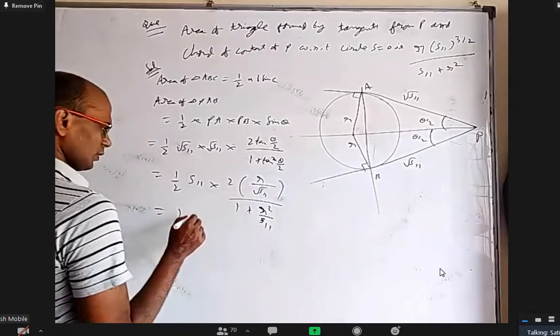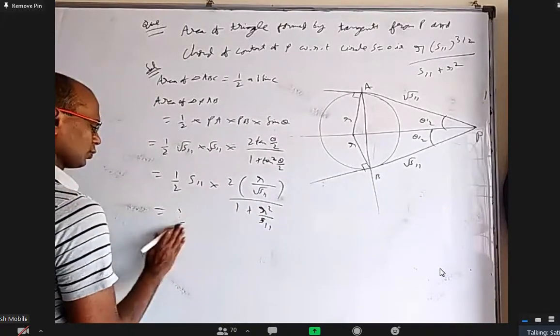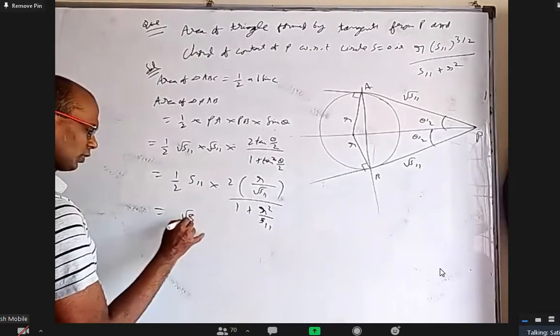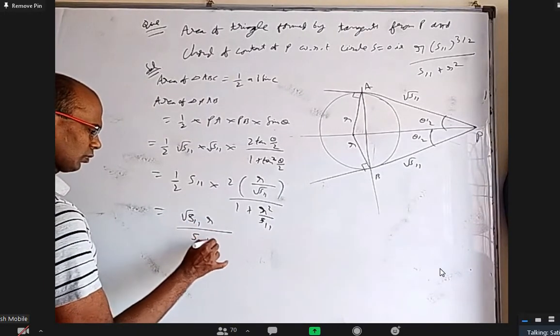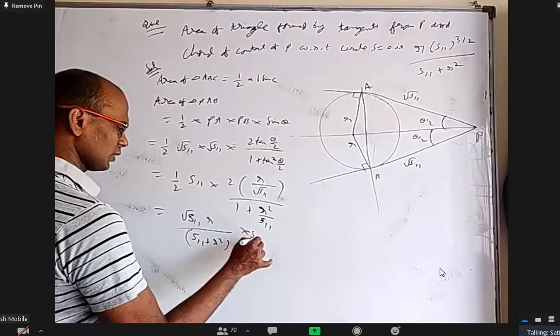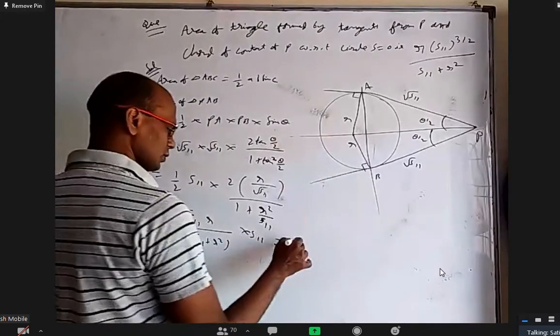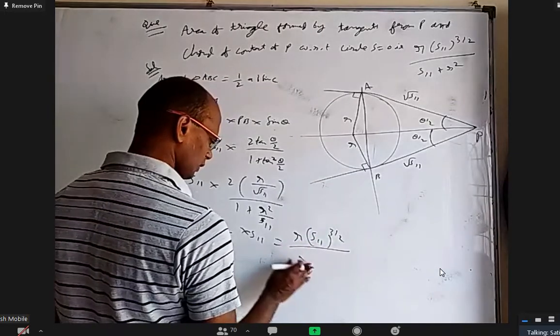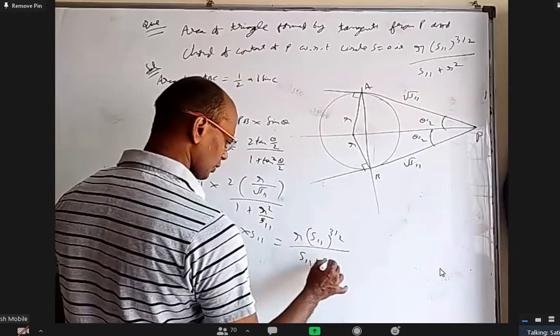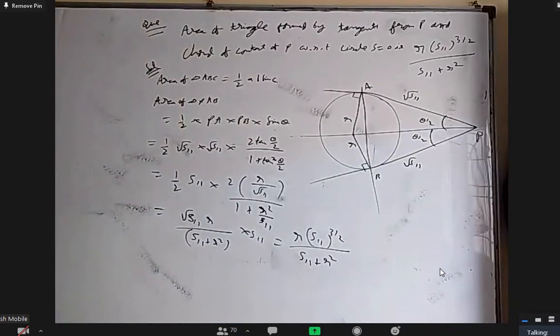So I can take LCM and cancel here. Cancel to root S11 into r by S11 plus r square into another S11. That's it. R into S11 power 3 by 2 by S11 plus r square. Half AB sin C, that's what we used. Product of two sides into sine of angle between them and half of the total.